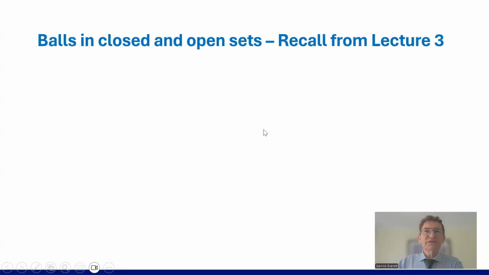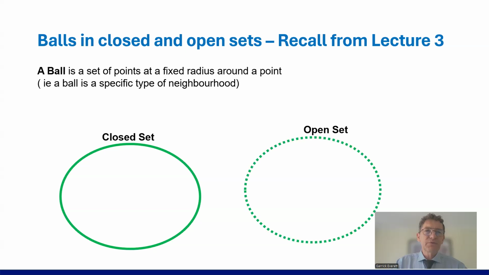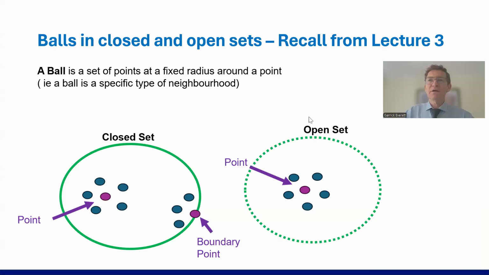Balls in open and closed sets. Just recall from lecture 3, this is just a quick review. A ball is a set of points at a fixed radius around a point. It's a specific type of neighborhood. So we drew these images where you've got a closed set, there's a point, and there's a neighborhood. There's a point, but the neighborhood's only staying inside the closed set. In an open set, you've got a point inside the open set, but the open set's got no edges, keeps on going. So you can have a boundary point which is outside the limit because it's an open set.